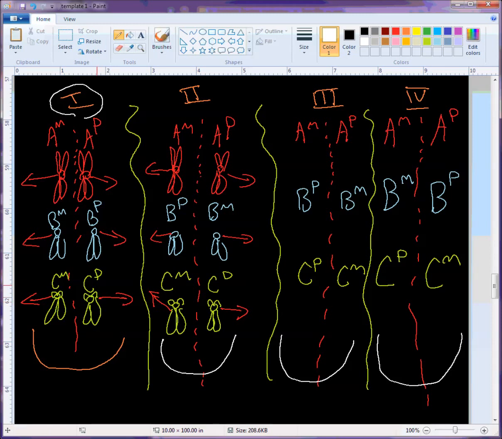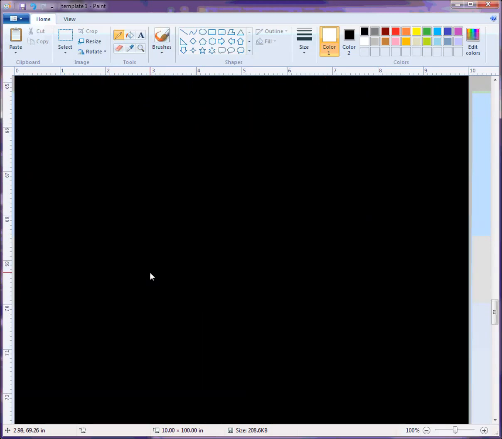So here we have all the M's on one side and all the P's on the other. So all the chromosomes from mom are on one side, and during anaphase 1, all the moms are going left and all the dads are going right. So I'm going to map that out down here. As a result, we would have one cell over here, and let's say these are secondary spermatocytes.